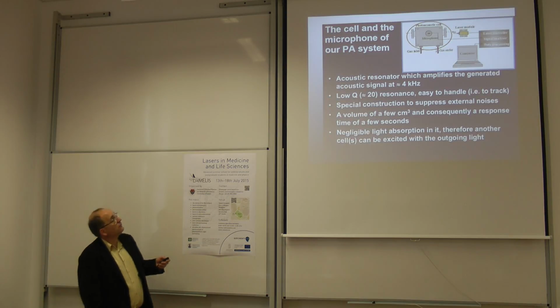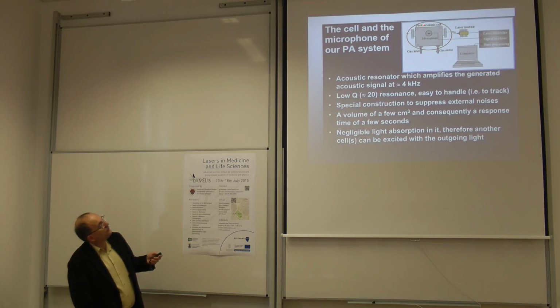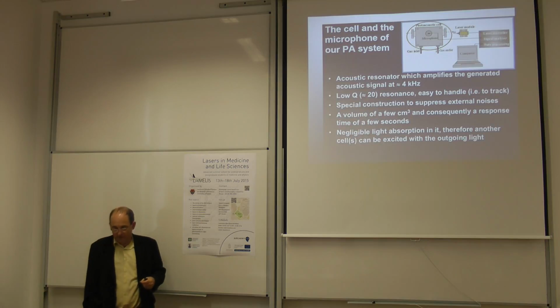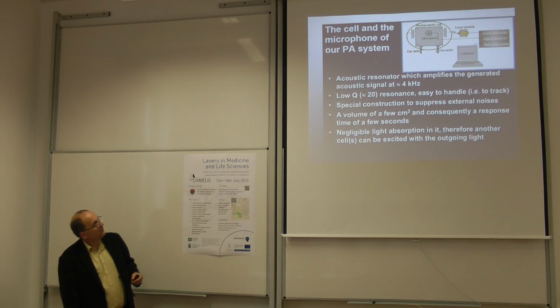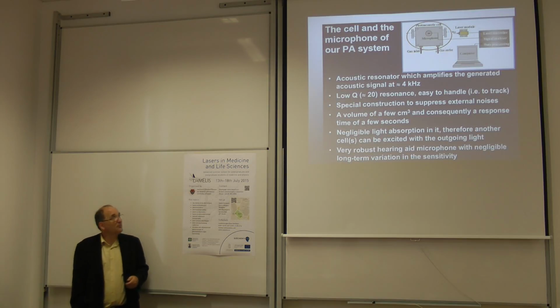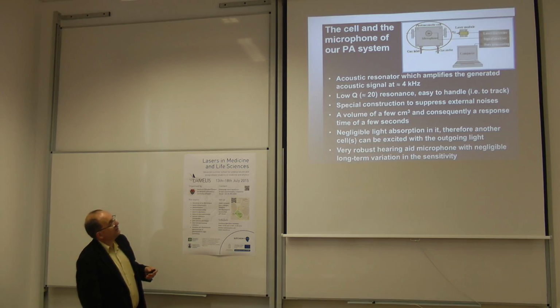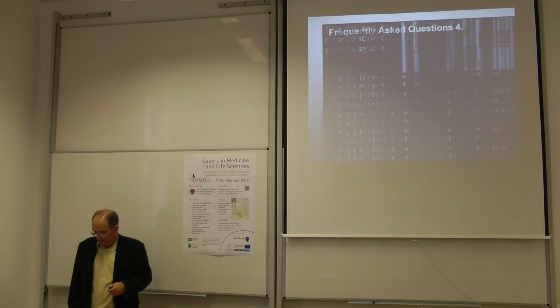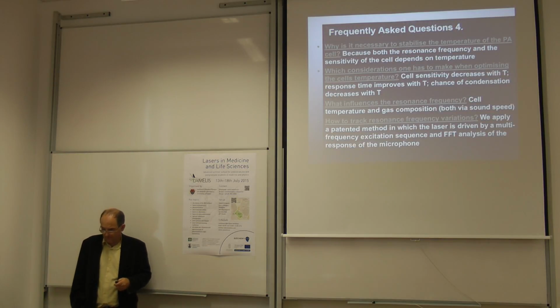And it's also because when the light is going through the photoacoustic cell, it suffers negligible absorption, which means that after the first cell, one can put a second cell and measure in a second photoacoustic cell. So duplicating the detection cells can be done easily. And the microphone we are using is a very robust hearing aid microphone, and it has a negligible long-term variation in the sensitivity, so also a very reliable system.